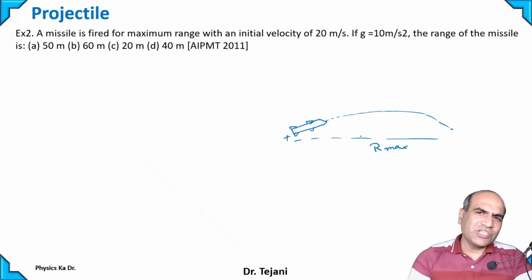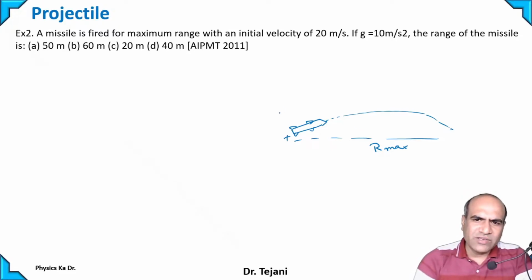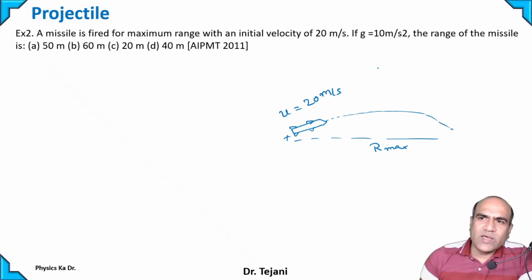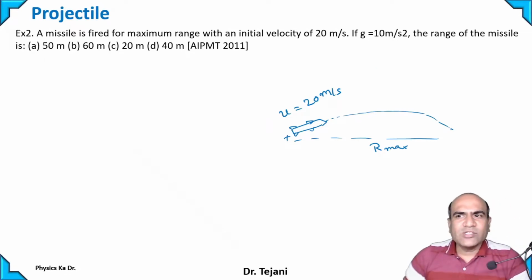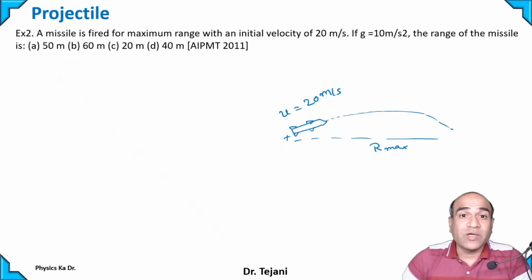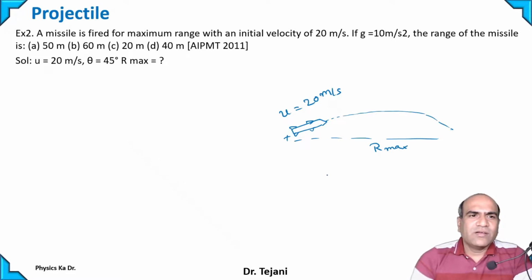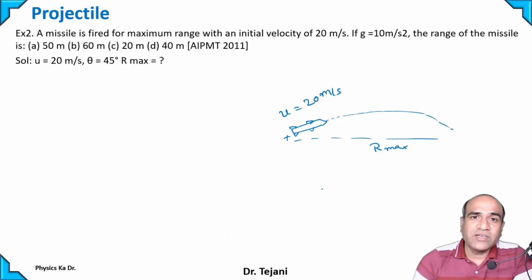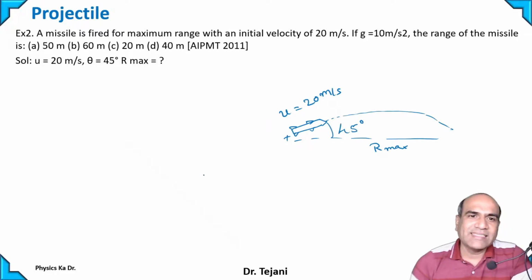With an initial velocity U given as 20 meter per second, if G is 10 meter per second square, what should be the range of the missile? U is equal to 20 meter per second, theta is 45. You know that theta should be 45 to get maximum range. The initial angle should be 45 to get maximum range.